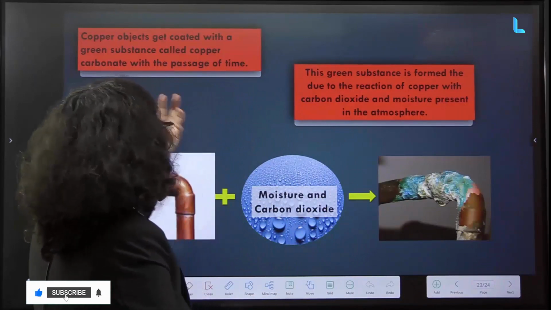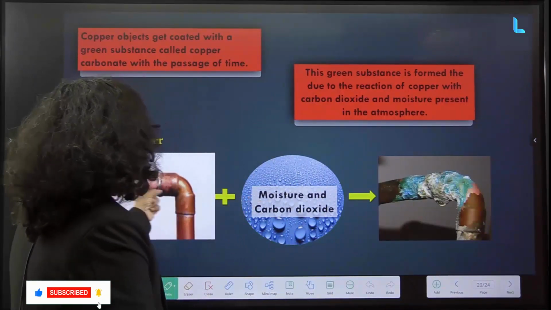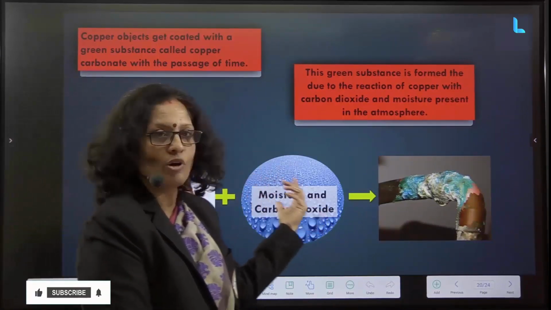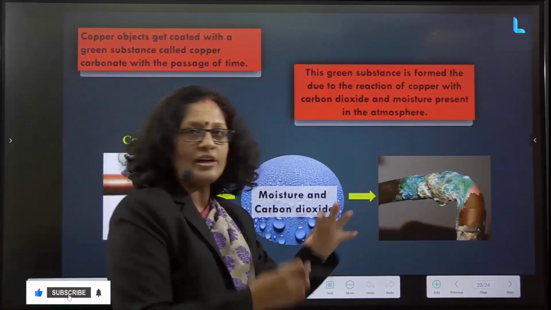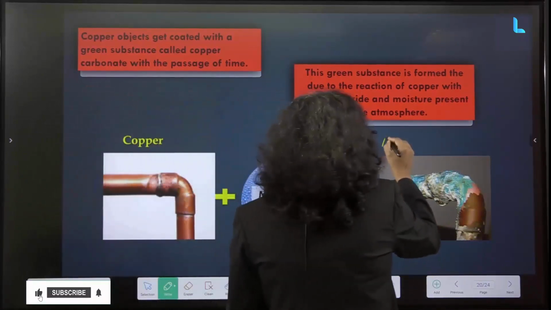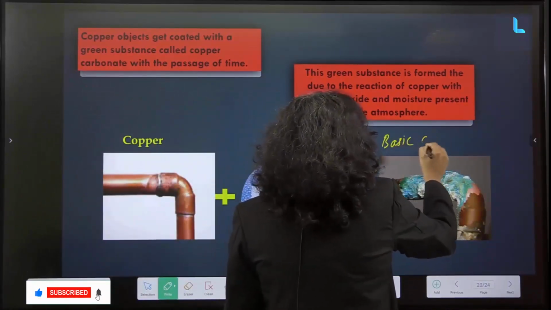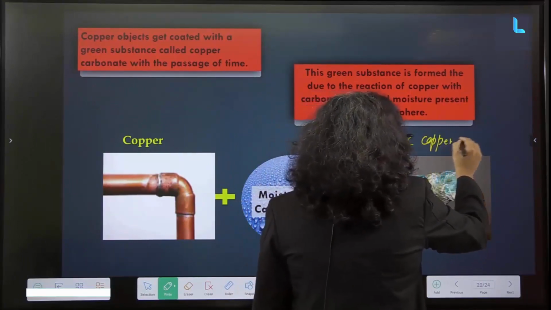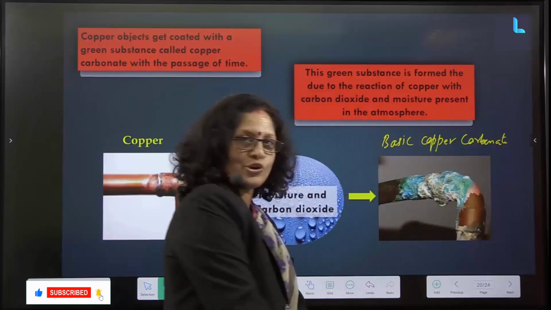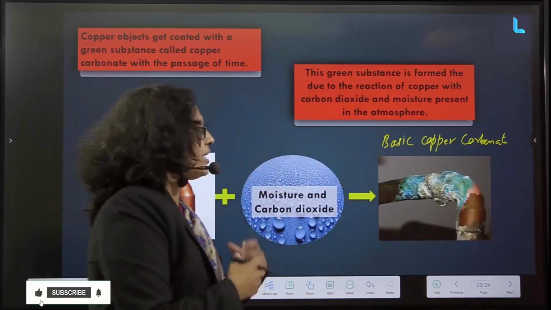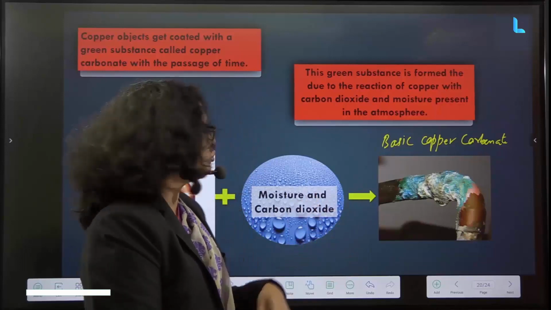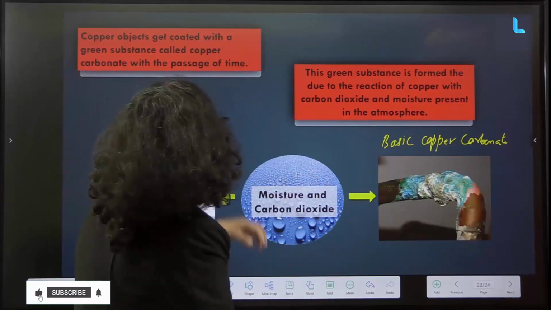Now similarly, we can talk about copper articles also. You can see this is a copper pipe. In the presence of moisture and carbon dioxide in the environment, it starts turning green with a coating on it. That is basic copper carbonate. What is this coating? This is another type of corrosion, corrosion of copper. Like corrosion of iron, where we have seen rusting, it is corrosion of copper due to formation of basic copper carbonate.